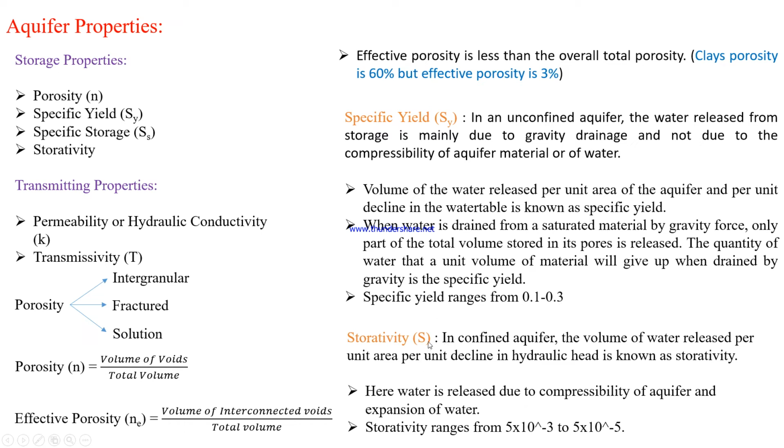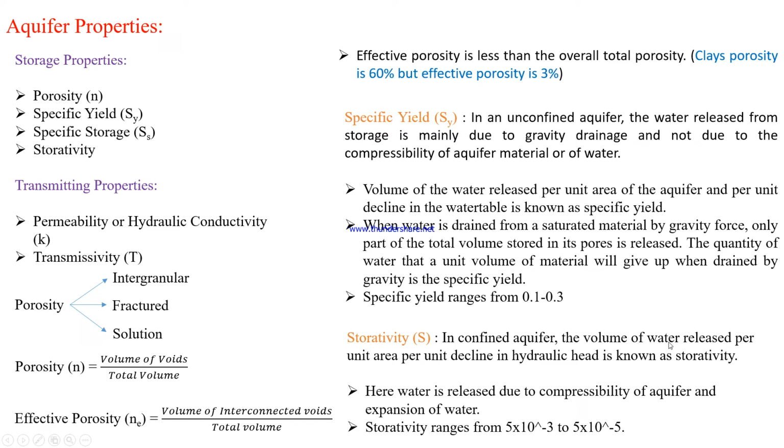The storativity: coming to this definition, it is the volume of water released per unit area per unit decline in the hydraulic head. You should not confuse here. Specific yield is the volume of water released per unit area of the aquifer per unit decline in the water table. The water table does not have that much pressure compared to the confined. Here in storativity it is the hydraulic head, and here it is the water table. You should not confuse between these things.